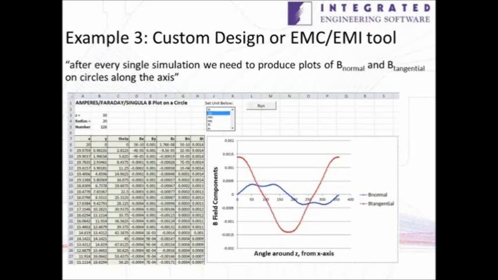But once the user clicks the run button, the program will simply go and compute the locations of X, Y, Z. It will then inquire the field components, and it will then calculate B normal and B tangential from those field components. Then it will update the chart.